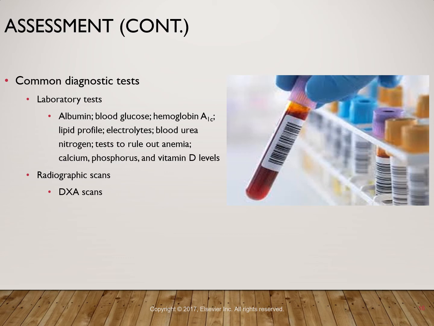T-score. The number shows the amount of bone you have compared with a young adult of the same gender with peak bone mass. A score of negative 1 and above is considered normal. A score between negative 1.1 and negative 2.4 is classified as osteopenia, which is low bone mass. And a score of negative 2.5 and below is defined as osteoporosis.